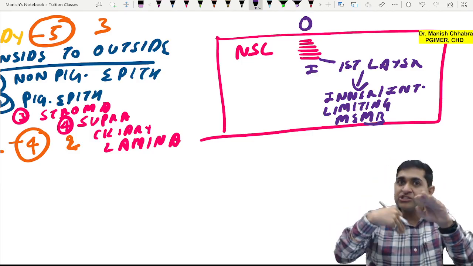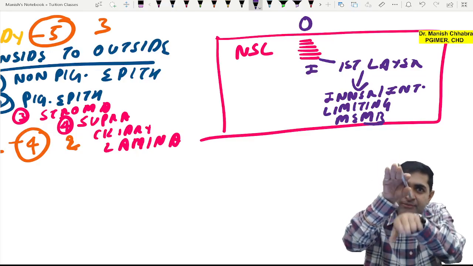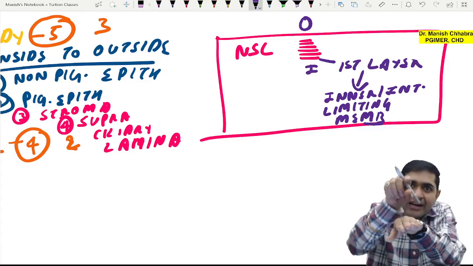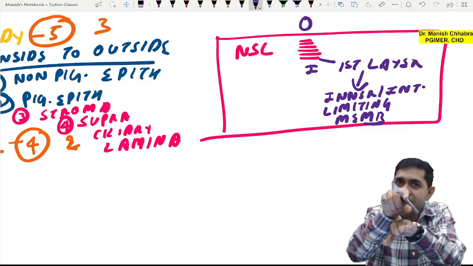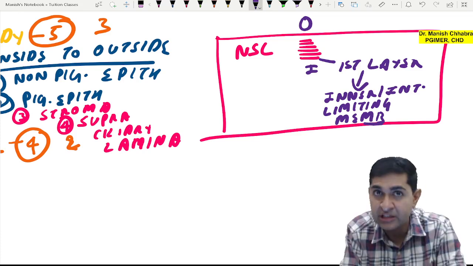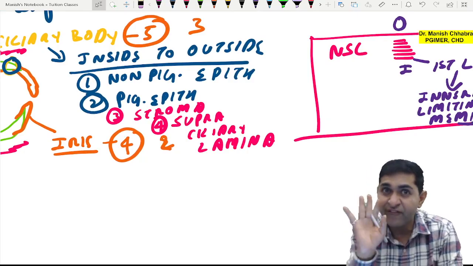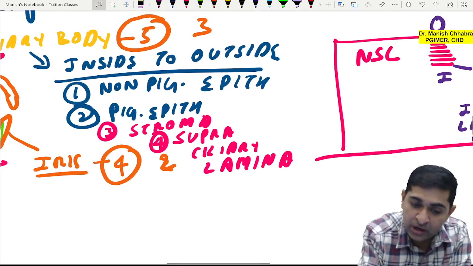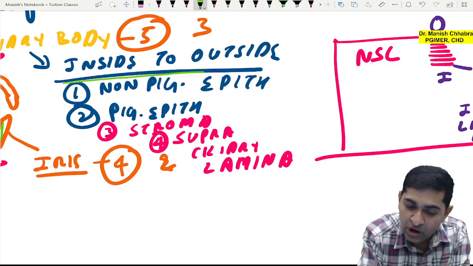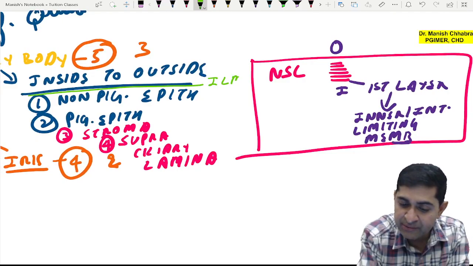So for the ciliary body layers, I am asking you to separate the internal limiting membrane from the 8 layers. Yes, and the outermost layer is the retinal pigmented epithelium. Now, how many layers of the ciliary body should be there? 5, but here I have written 4. Add one more layer, which is your innermost, and that is your internal limiting membrane.